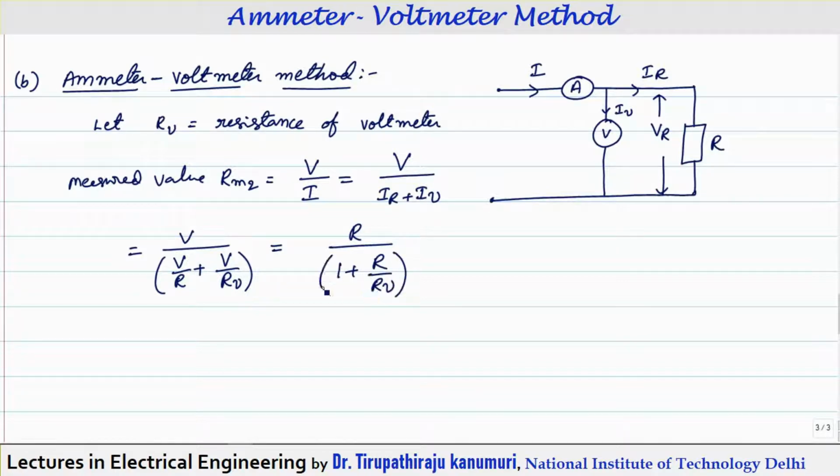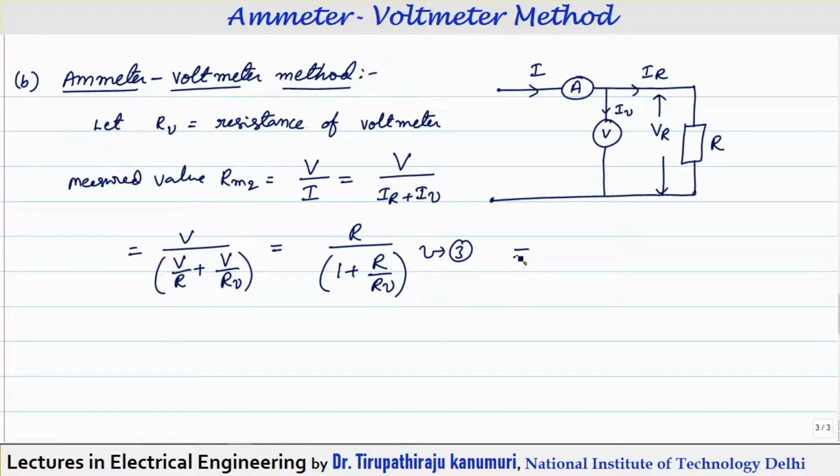So you can write in this form. You can simplify it. V will cancel on both sides. It is 1 by R plus 1 by Rv. So 1 by R you take outside, this will become 1 plus R by Rv. That R goes to the numerator, so it becomes R divided by 1 plus R by Rv. So let us take it as equation number 3.